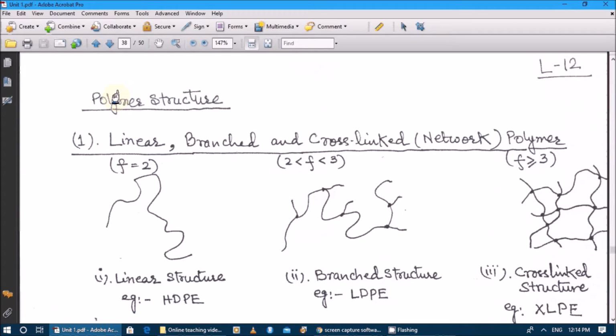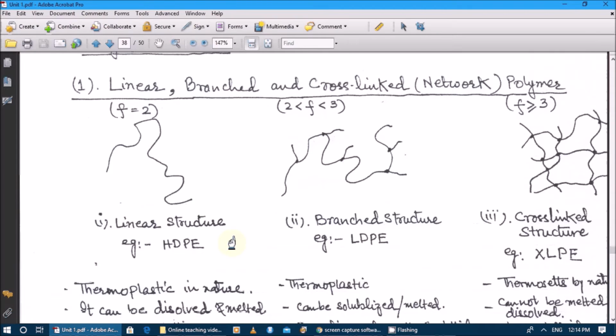Welcome to the 12th lecture of the course Polymer Science and Technology. Today we'll see the polymer structure. As we have discussed earlier in the first or second class about the linear, branch and cross-link structure of the polymer, let us quickly go through it.